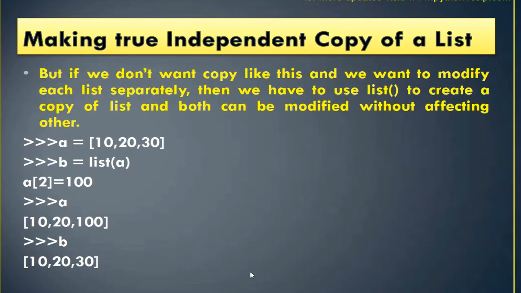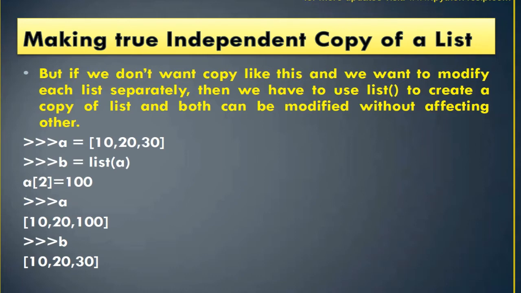Next, making a truly independent copy of a list. But if we don't want a copy like this and we want to modify each list separately, then we have to use the list function to create a copy of the list, and both can be modified without affecting the other. Like a equals 10, 20, 30. 10, 20, 30 is the list stored in list name a, and b is the list variable name where the list of a is being stored.